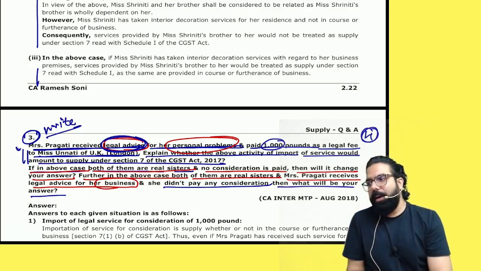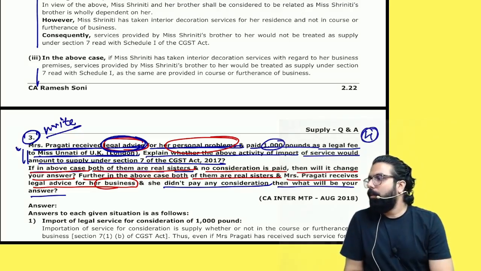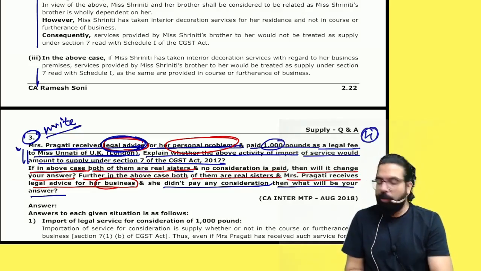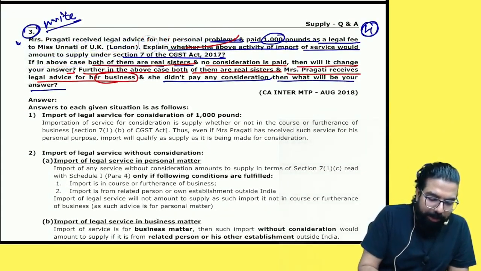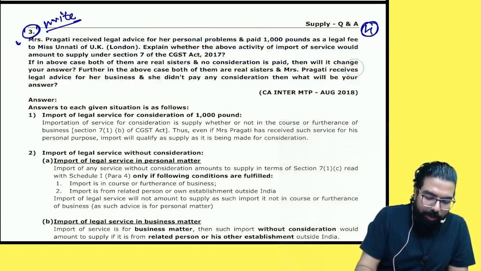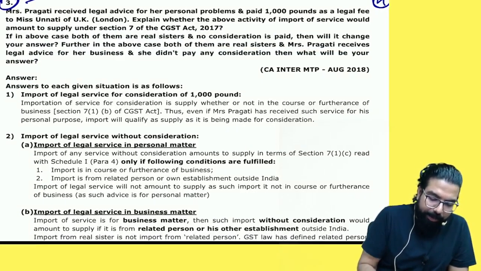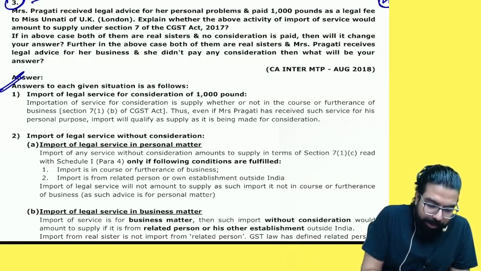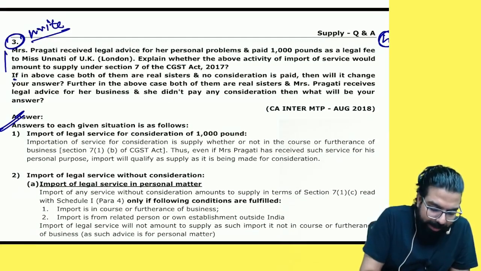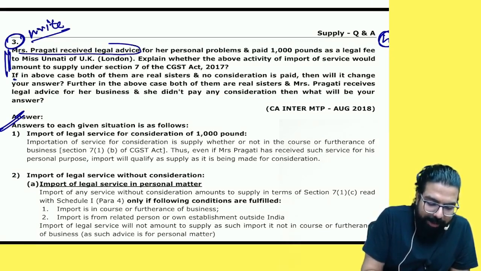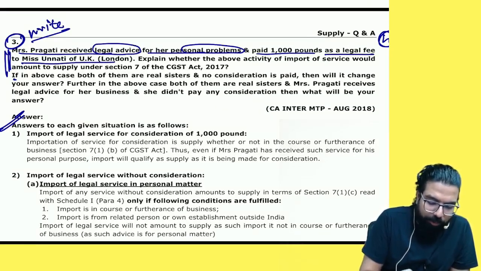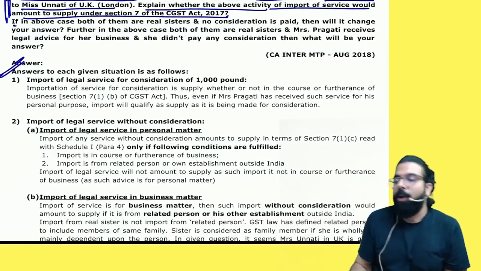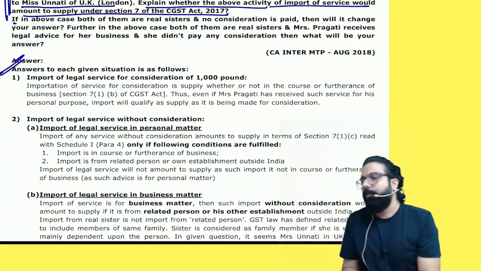I hope everyone is done writing. Chalo, let's discuss. See here. This question was about Miss Pragati receiving legal services from her real sister. Number one, you have to write the answer for this. Miss Pragati received legal services for her personal reason and paid 1000 pound as legal fees to Miss Unnati. Explain whether the activity would amount to supply. First one, will it amount to supply or not? Why?